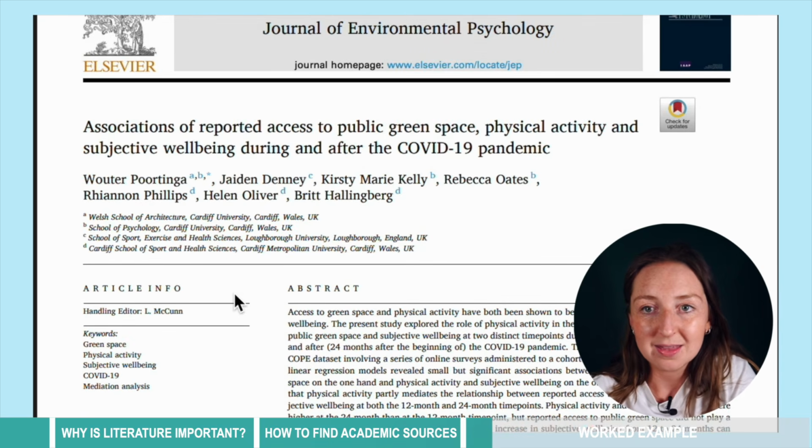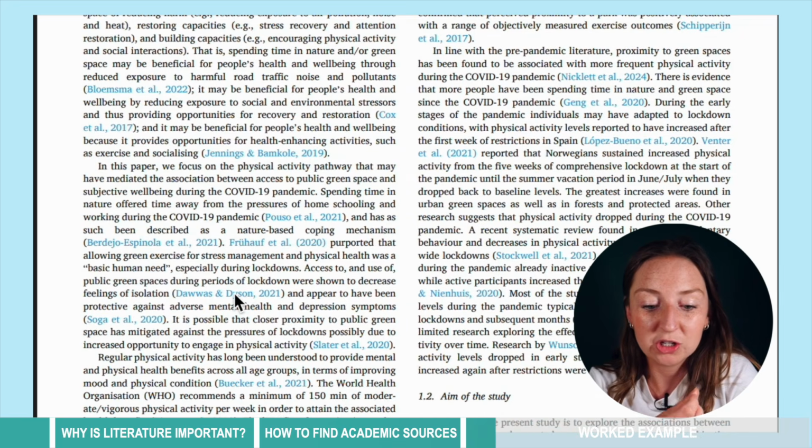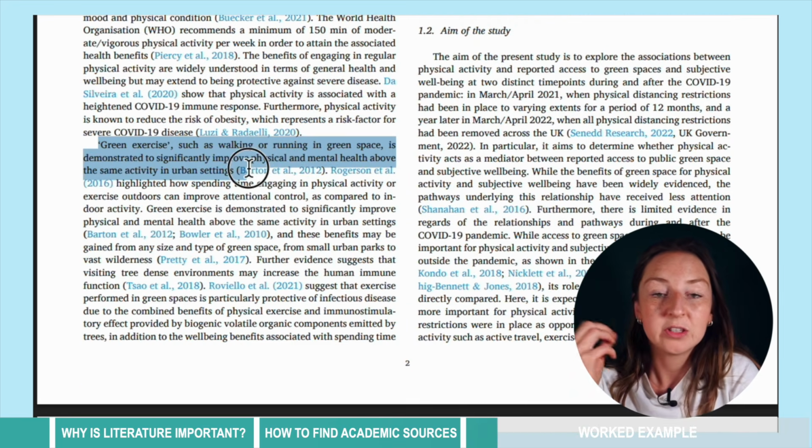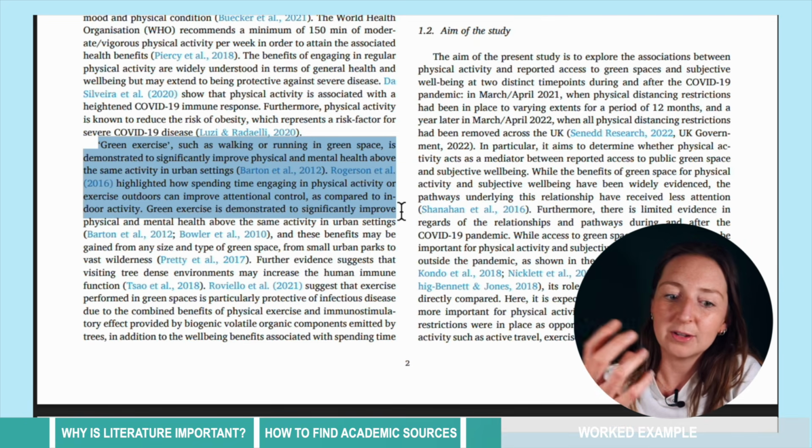So there's some key things in this literature which are useful to consider. First of all, they have a quite interesting definition. They talk about green exercise, such as walking or running in green spaces. So again, that's another thing that I'm like, oh, that's actually quite interesting.